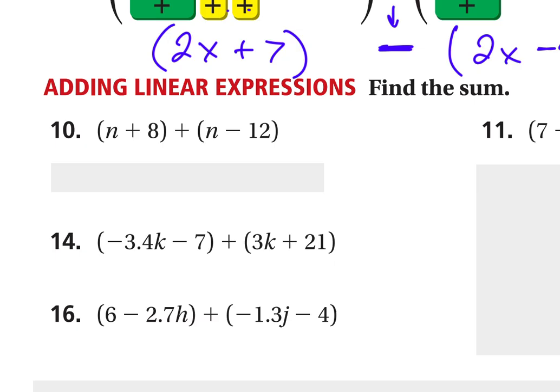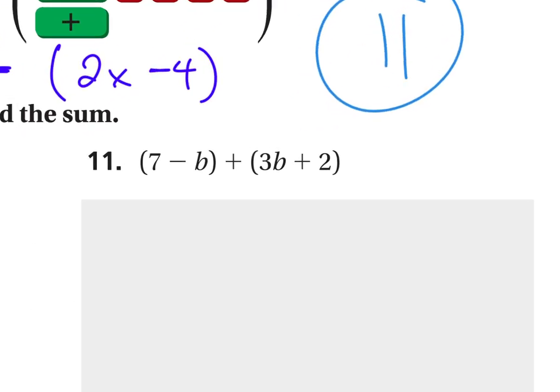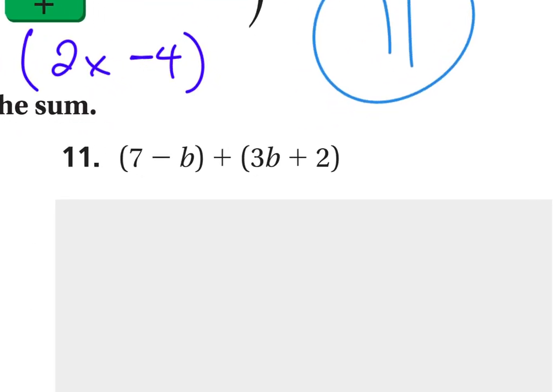Find the sum n plus n. That's 2n. 8 plus negative 12. That's negative 4. 7 plus 3b. Well, we can't do that, right? So don't try and do that. Why can't we add these two?